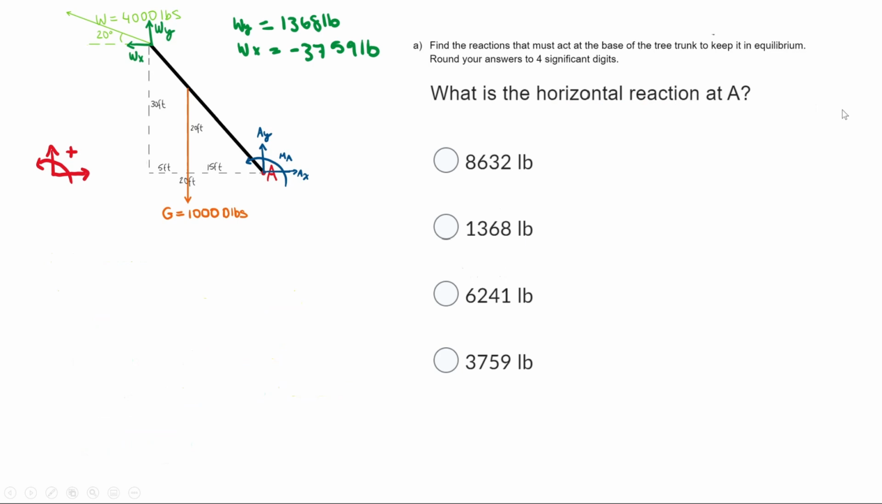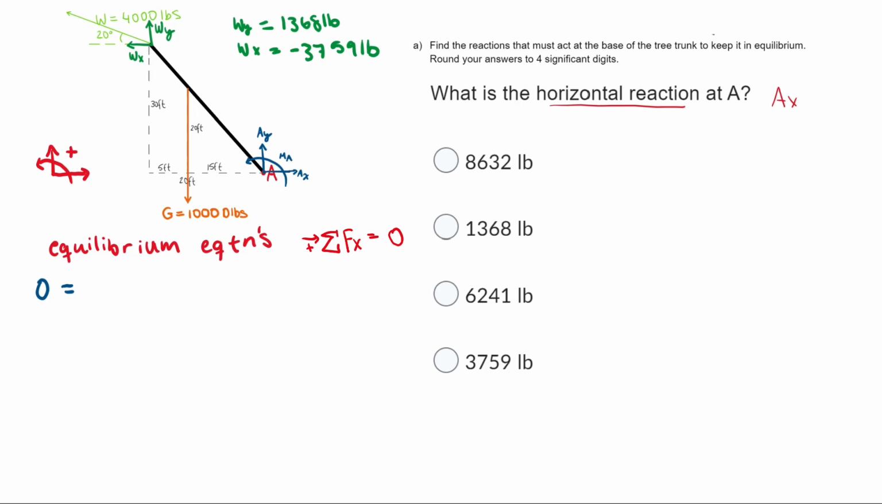So we're now moving on to our reactions at A. Here we have listed previously our WY and WX components. We're now looking for the horizontal reaction at A, which we have labeled AX. We'll find these reactions by using equilibrium equations, in this case in the horizontal direction, and in order to maintain equilibrium, they have to be equal to 0. So 0 is equal to the sum of all the horizontal forces.